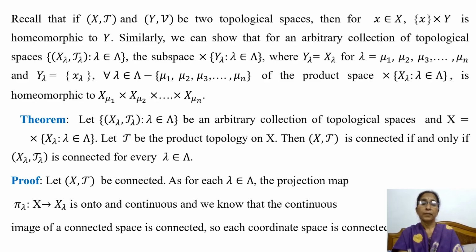Let (X, T) be connected. That is, suppose the product space is connected, then we have to prove that each coordinate space is connected. For each λ in Λ, the projection map π_λ from X to X_λ is onto and continuous. We have proved this earlier, and we know that the continuous image of a connected space is connected, so each coordinate space is connected.